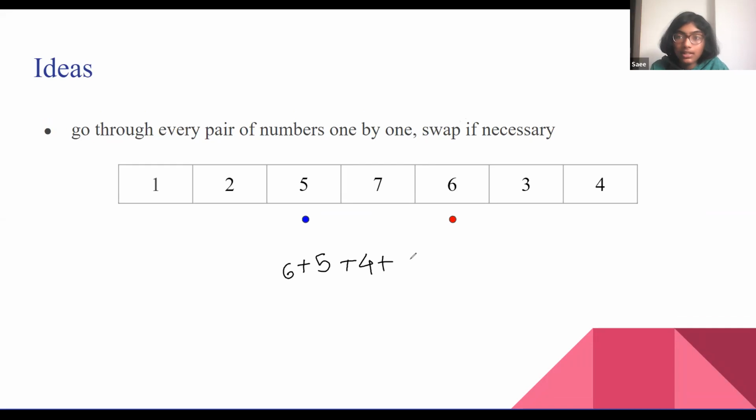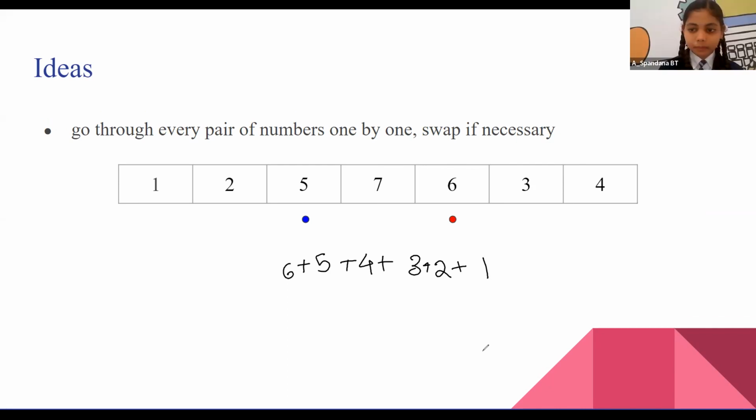6 plus 5 plus 4. What do you think will come after this? 3. And after 3? 2. And then 1. When we had 7 numbers, we did 6 plus 5 plus 4 plus 3 plus 2 plus 1. Make sense? Yes, ma'am.